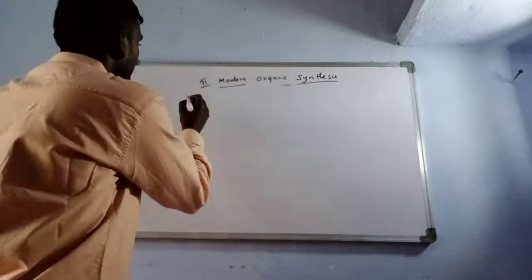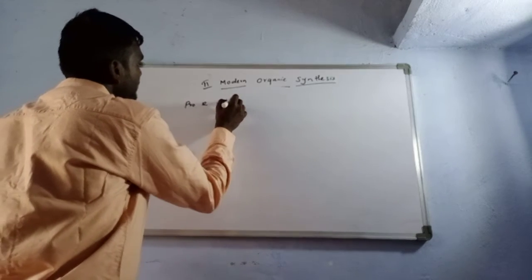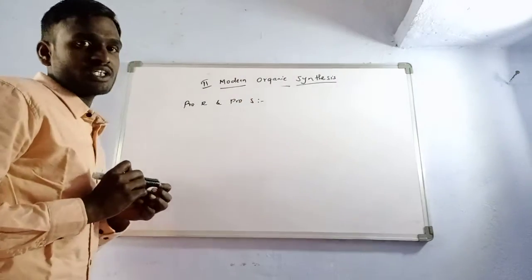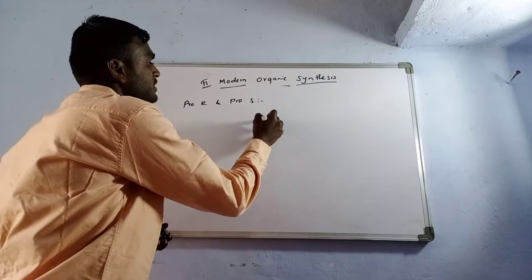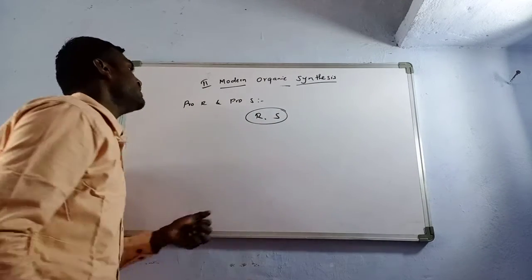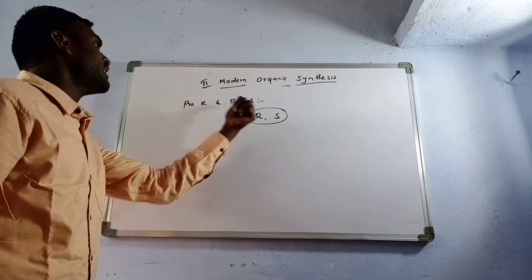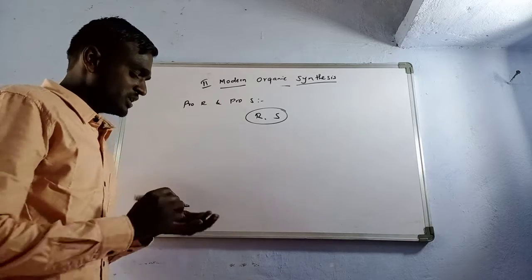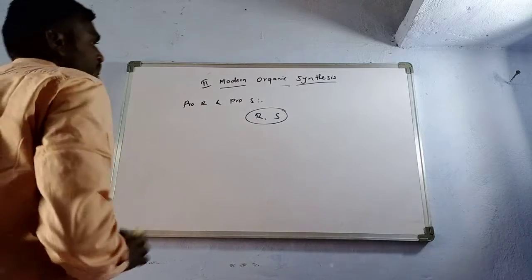Now Pro-R and Pro-S. In a similar way, whenever the chiral molecules are there, there are R and S configurations. In a similar way, whenever the prochiral molecules are there, there is Pro-R and Pro-S, which is similar to RS configurations, right? Let's take some example for this. First of all, what is Pro-R?